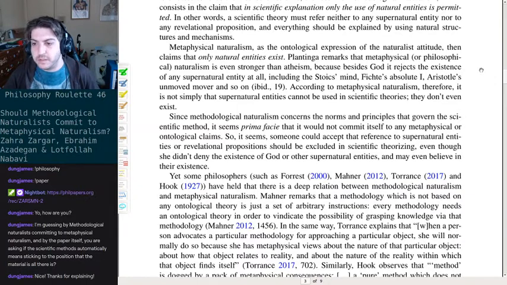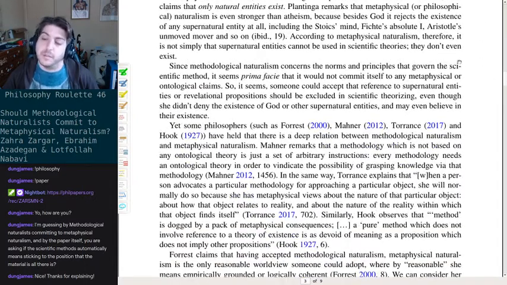According to metaphysical naturalism, therefore, it is not simply that supernatural entities cannot be used in scientific theories, they don't even exist. On some understanding of existence, of course. I'm not entirely sold on what the rejection of scientific existence is. It may actually still exist, but in some other weird way. But that's a very separate question.